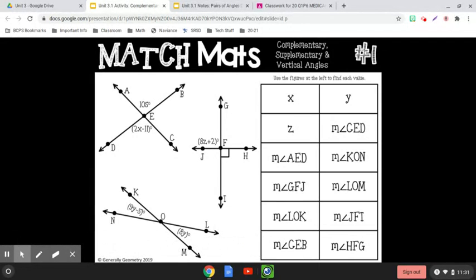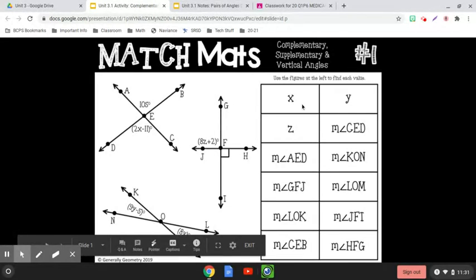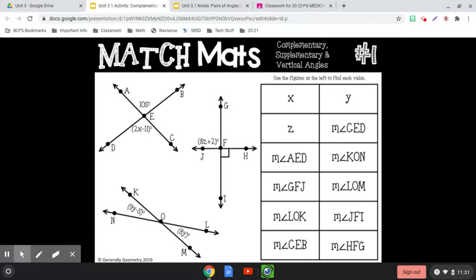So this box is asking for x. So we need to find either angle x or x in an equation. So let's take a look. Okay, right here I see 2x minus 11, and it wants us to solve for x. Well, how would we solve for x?